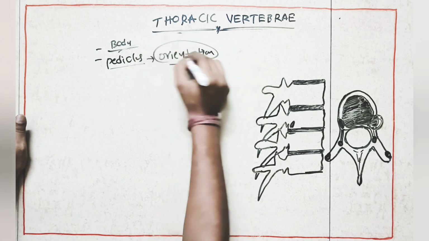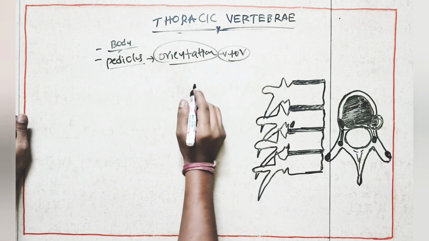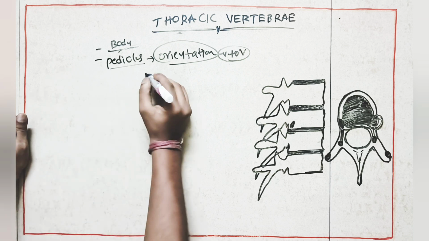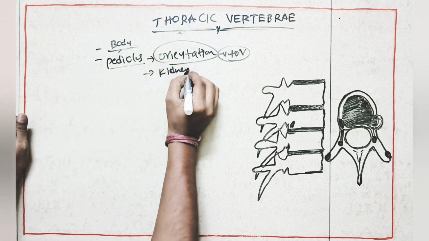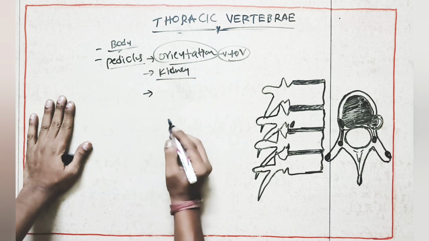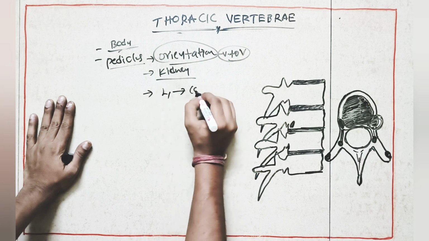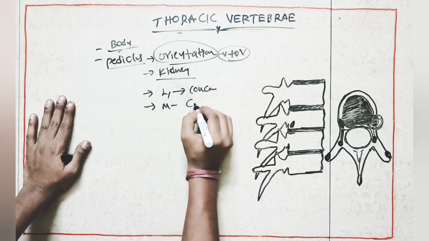The orientation of pedicles is completely different from vertebra to vertebra. The orientation will change, and at the same time the pedicle shape will be kidney shape. We can see kidney shaped pedicles, and the lateral side of the pedicle is a concave shape, and the medial side is a convex shape.